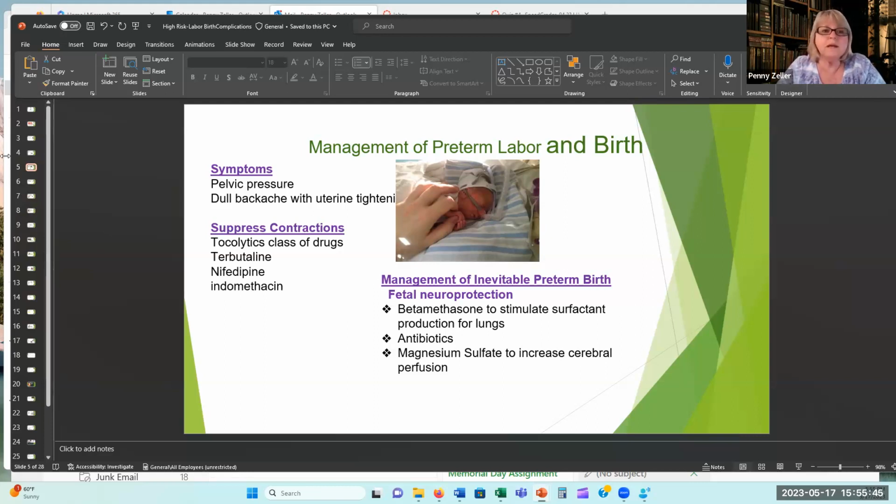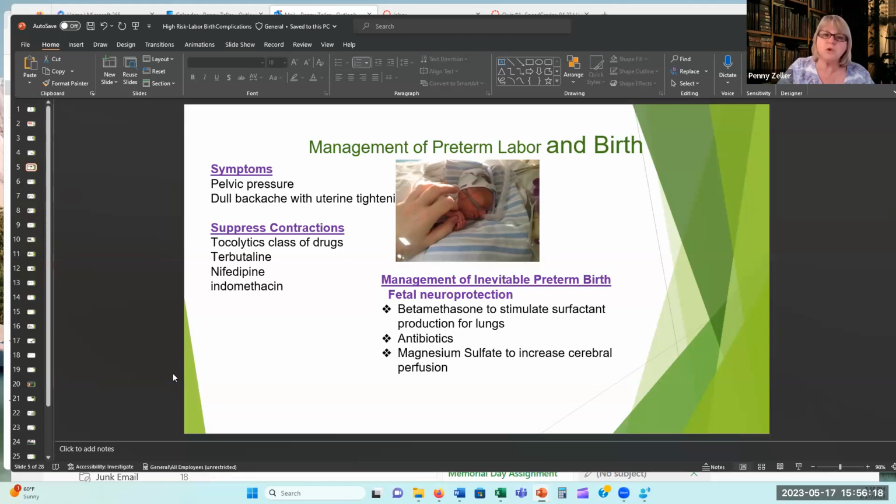Indomethacin is another drug we can give. It's an anti-inflammatory, a suppressant type drug. We give it to rheumatoid clients as well, but we can only give it to our clients for a few days, and then we have to stop it. Same thing with NSAIDs. We don't want to give NSAIDs beyond 34 weeks during the pregnancy, because it will cause a premature closure of the ductus arteriosus.